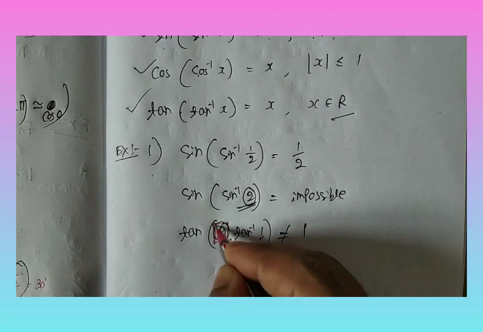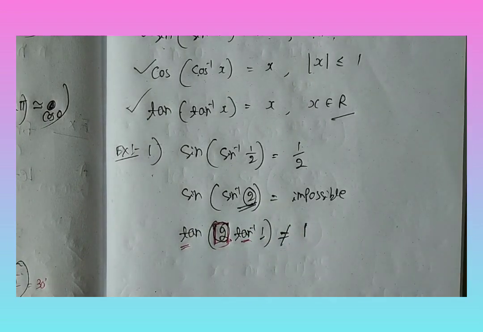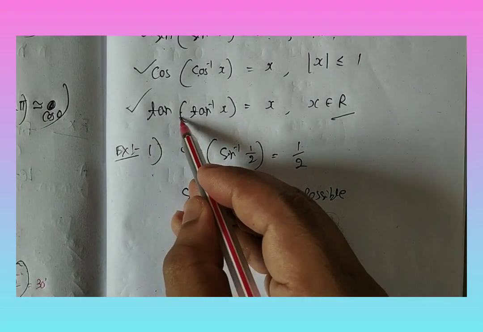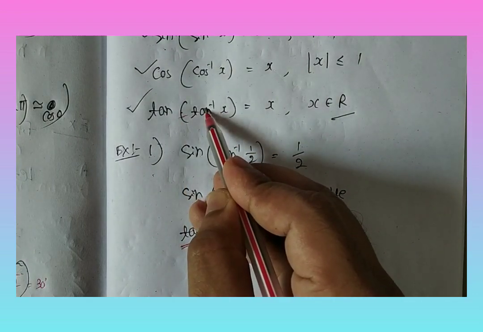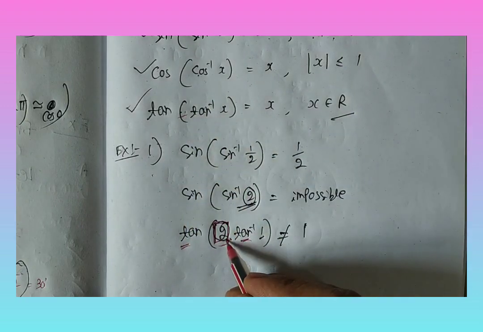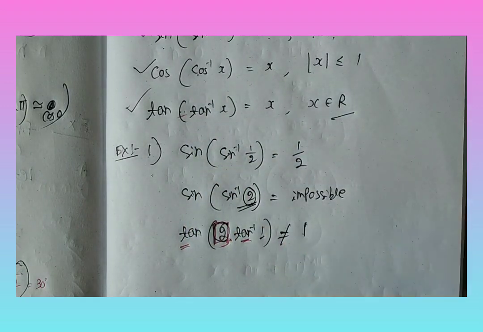There is a 2 between tan and tan inverse. But in this formula, there is no element, no value between tan and tan inverse. There is only one coefficient 1, but here is 2. So it is not equal to 1.